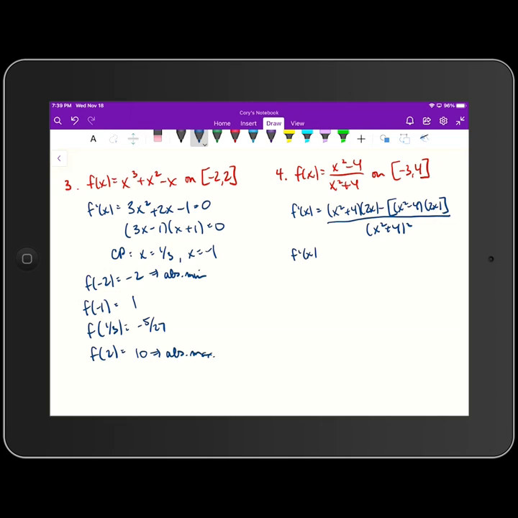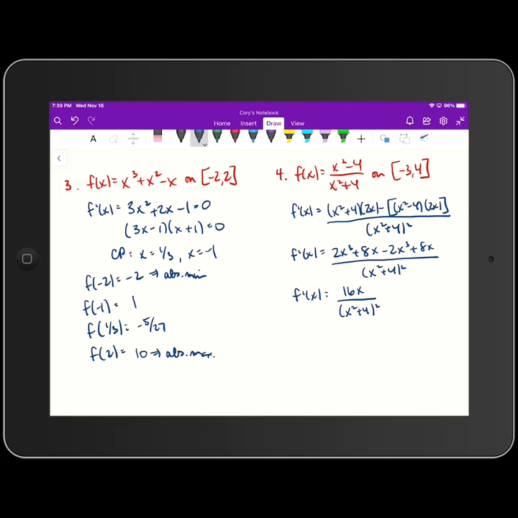Okay, so I want to clean up that numerator. When I distribute 2x over the first two terms, we get 2x cubed plus 2x times 4, which is 8x. And then I'm going to distribute -2x across the next two terms. So that's minus 2x cubed plus 8x, all over x squared plus 4 quantity squared, which is going to make f prime equal to, the 2x cubes cancel, so 8x and 8x make 16x over x squared plus 4 quantity squared.